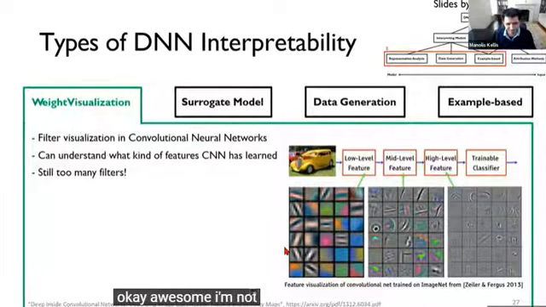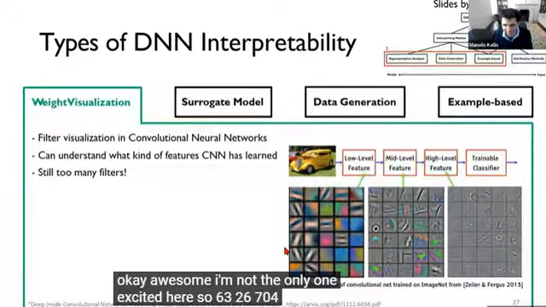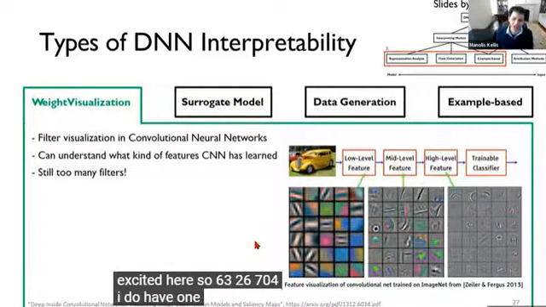Okay, awesome. I'm not the only one excited here. So 63, 26, 704. I do have one yawn, which is great.